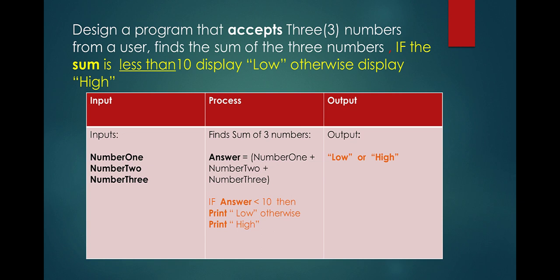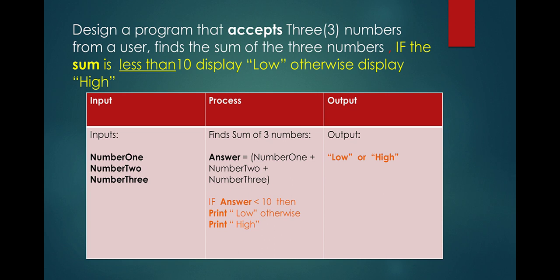So here's the problem again. Design a program that accepts 3 numbers from the user. Find the sum of the 3 numbers. If the sum is less than 10, display low. Otherwise, display high. So again, our input is untouched because we supply the same numbers, the same variable. For the process, the first portion of our code is executed in sequence, and then we say if the answer is less than 10, then we print low, otherwise we print high.